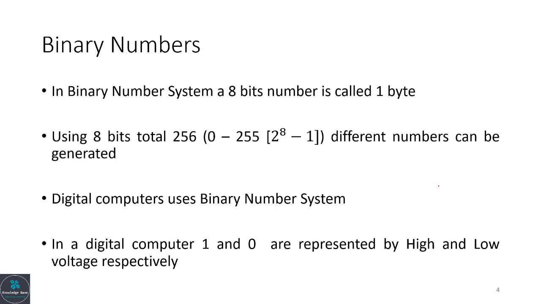Okay? In the binary number system, a number represented by 8 bits is called 1 byte. So an 8-bit or 1 byte number can generate 256 total numbers, that is 0 to 255. Here we are discussing only positive numbers, not negative numbers. So these are positive integers 0 to 255. A digital computer understands only the binary number system, the values 1 and 0. In a computer they are represented by high voltage and low voltage.